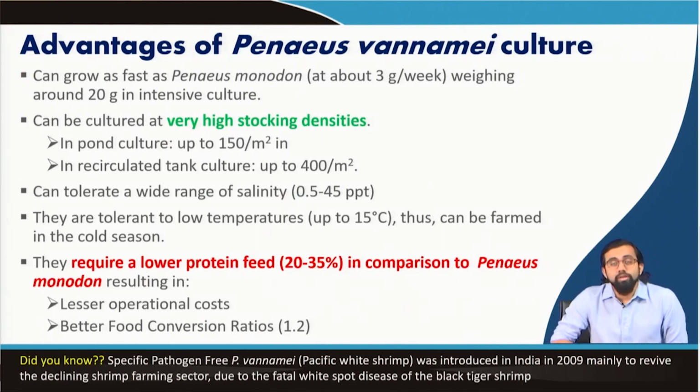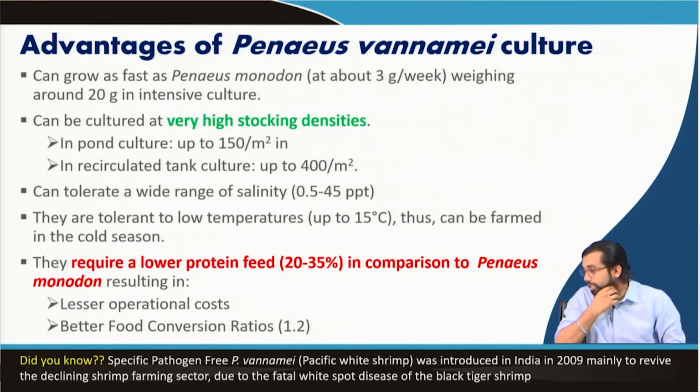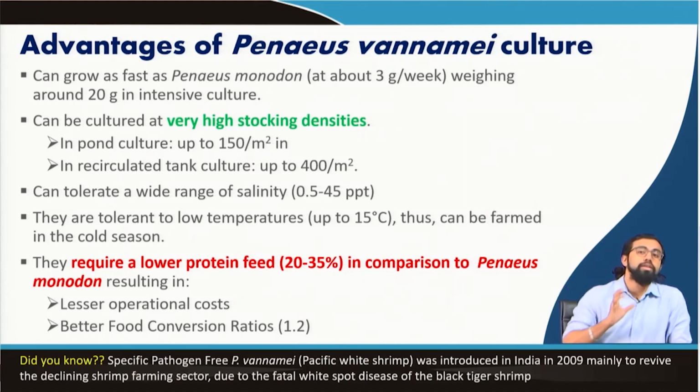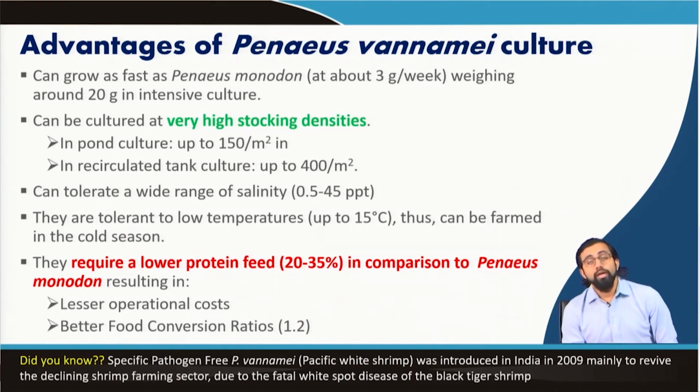So, what is the third one? Let us discuss the advantages of Penaeus vannamei culture. Why am I discussing all these specific species? Because these are the species that we normally culture in the Indian context, and there is a possibility of culturing them because of the just perfect environmental conditions prevailing in the Indian scenario. Also, they can give you very high economic returns if you can culture them properly and scientifically.